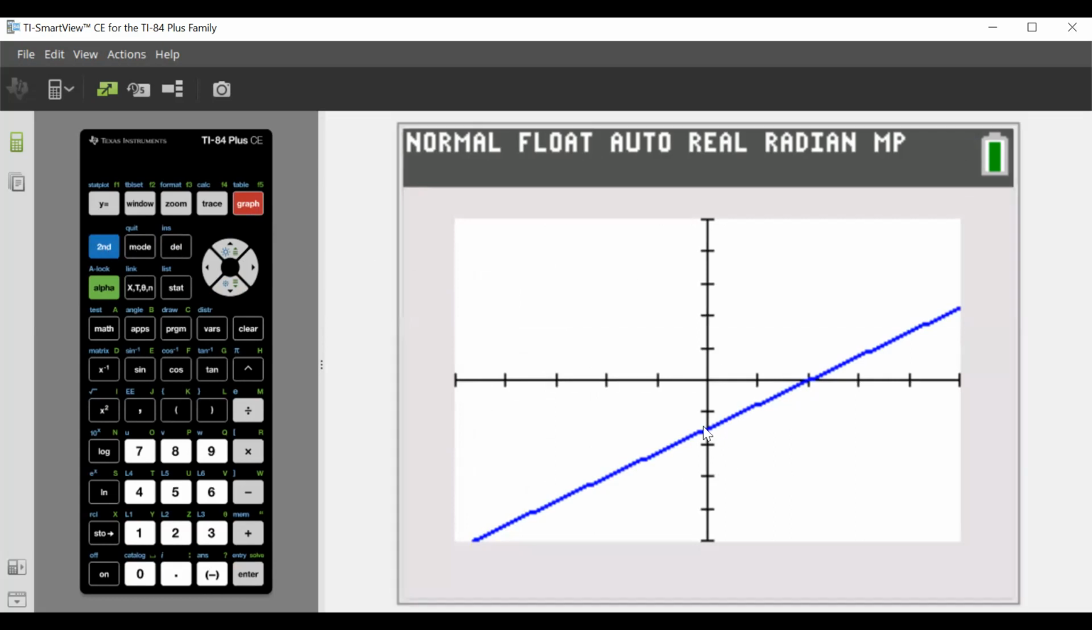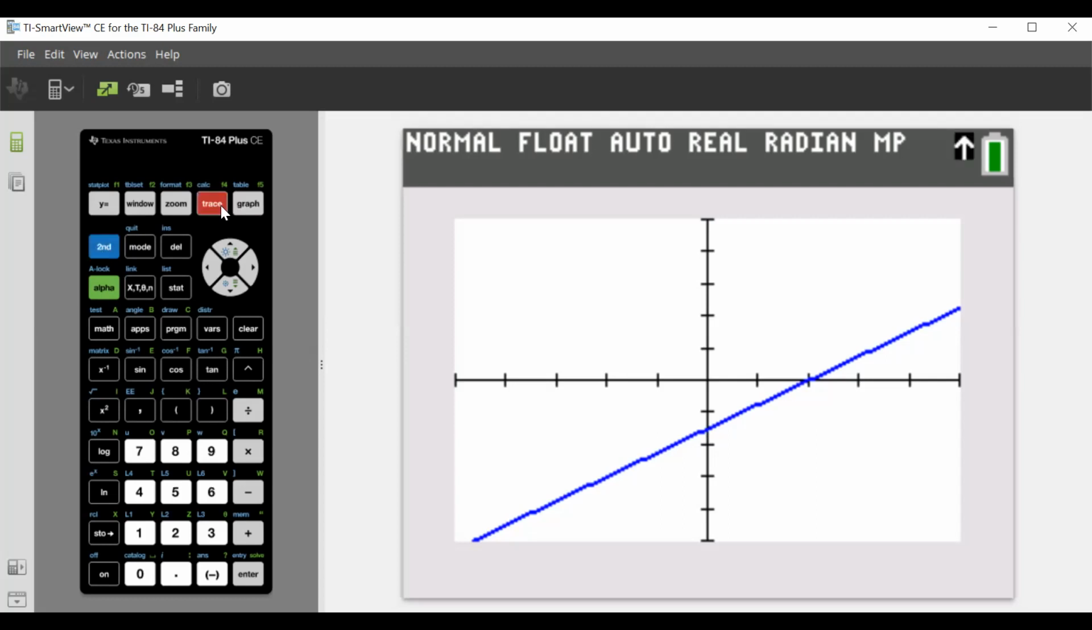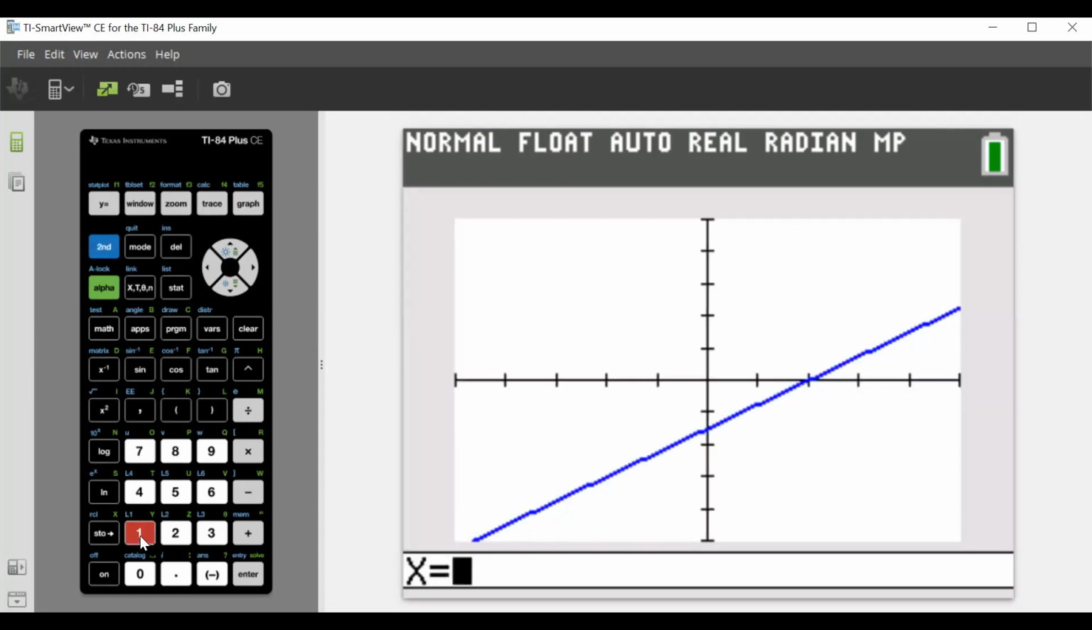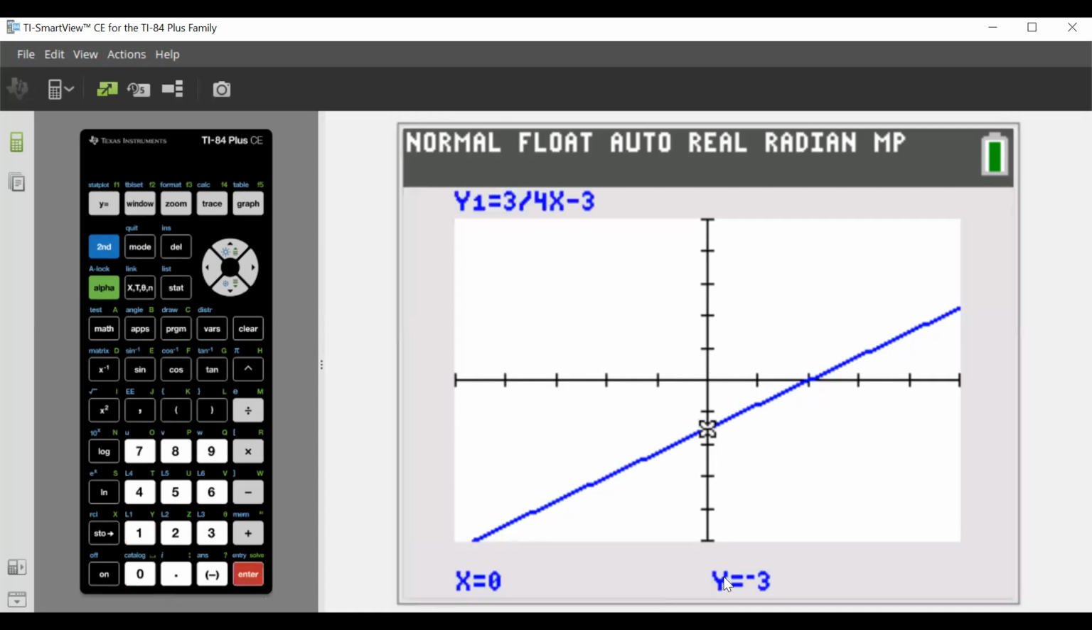First one is easy. We can use our x value because we know at this point we need to find x equals 0. So we're going to use second trace, and we want a value, and we want to have it at x equals 0. So we type 0. And that says -3. So 0, -3 is going to be the y-intercept.